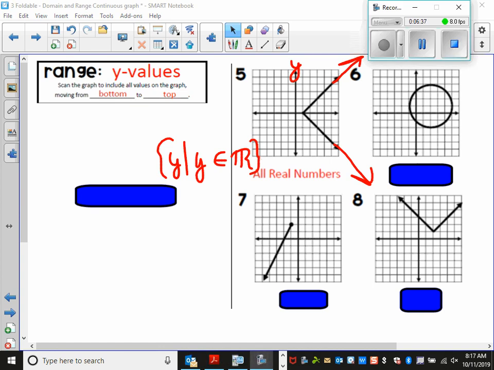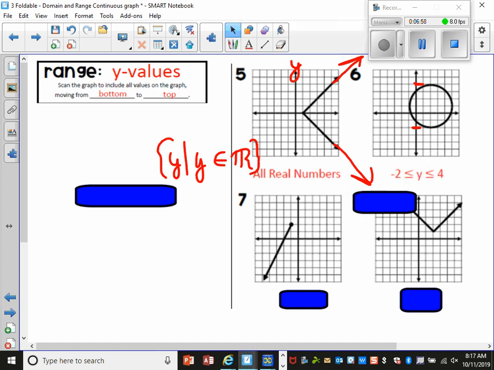So here's a circle, but again, we're not looking left to right this time. We're looking at bottom and top. So you want to get the lowest y and the highest y. This is where we're going to have a range of numbers, because it's a circle. In this case, your smallest y is at -2. Your largest y is at +4.